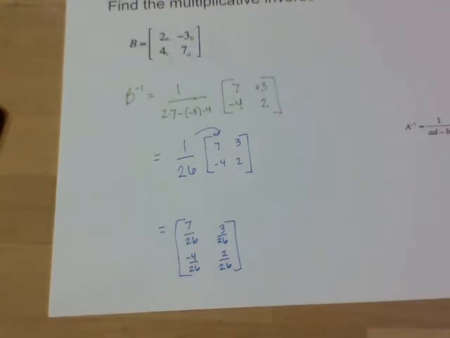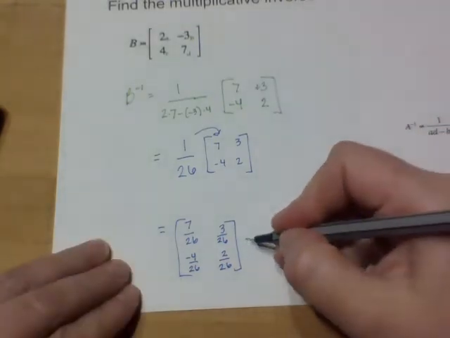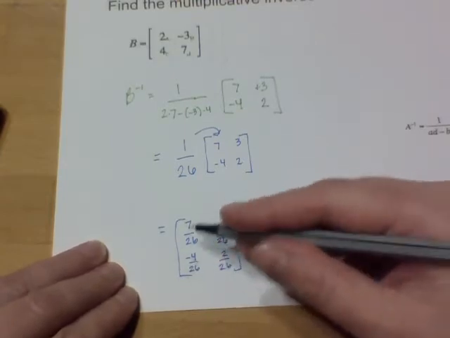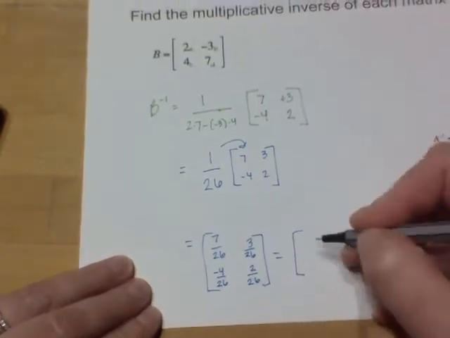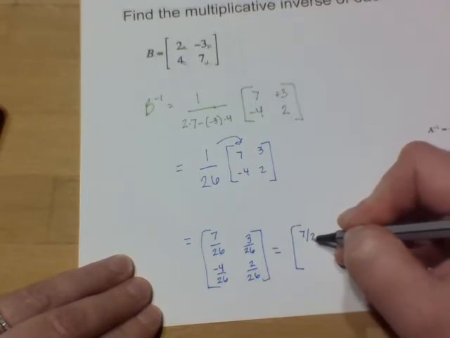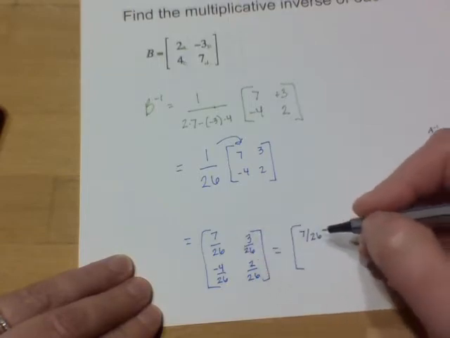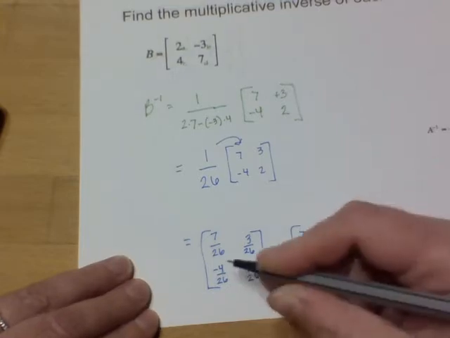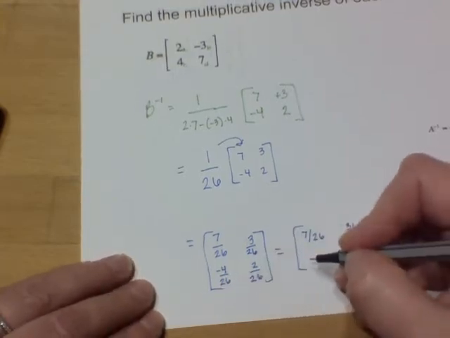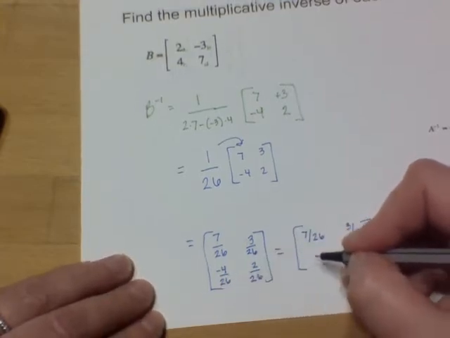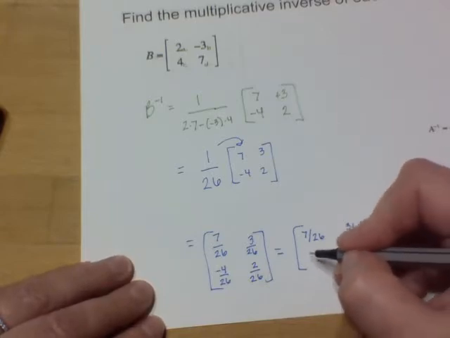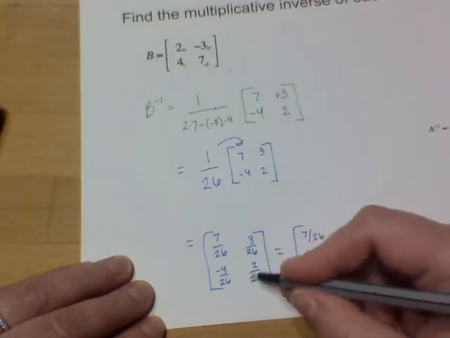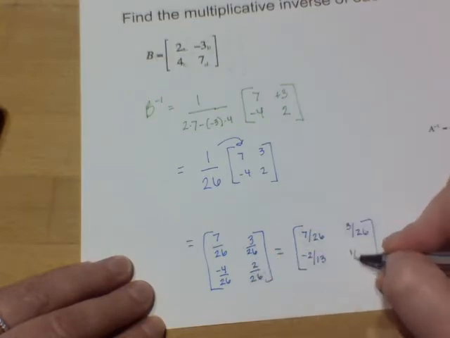And depending on where you're checking your answers for this, the textbook for sure will give you reduced values of these, but we'll keep them as fractions. So 7 over 26 is going to be that upper left. 3 over 26 will also just stay as that, but these will be reduced. So instead of 4/26, you'll have 2/13 with a negative. And then over here, instead of 2/26, you'll have 1/13.